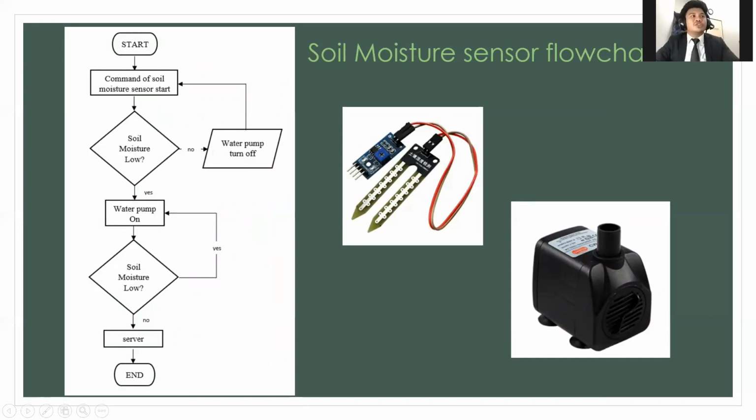Okay, so for the soil moisture sensor flowchart, the flowchart focuses on the process of the type of sensor called a soil moisture sensor. This sensor is intended to determine the soil moisture, whether it is dry or moist. The sensor is connected to the water pump, where if the soil humidity is low, the water pump will run to pump water from the storage tank and continue to flow through the pipe and go to the nozzle. The function of the nozzle is to distribute water evenly over the plant.